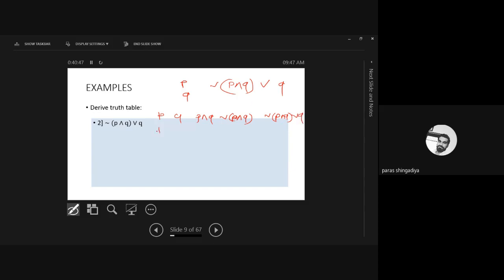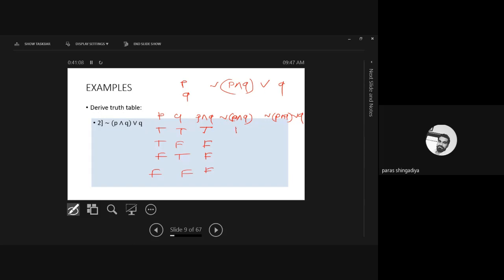So the inputs are TT, TF, FT and FF. For P and Q, there is a T here and the remaining are all false. Clear? Only one time T will be there. And now find its negation.